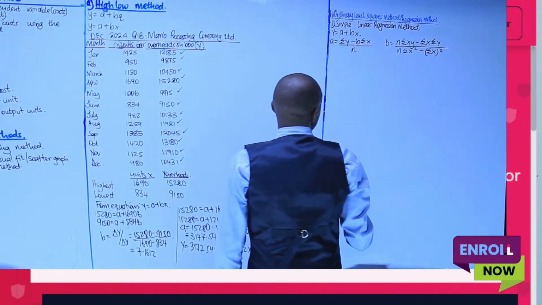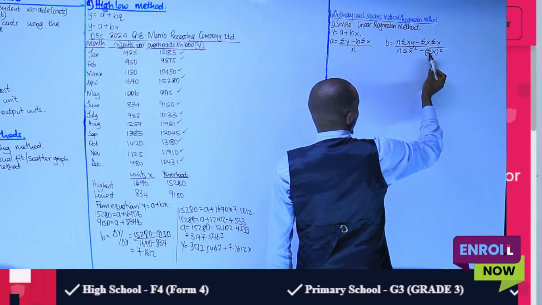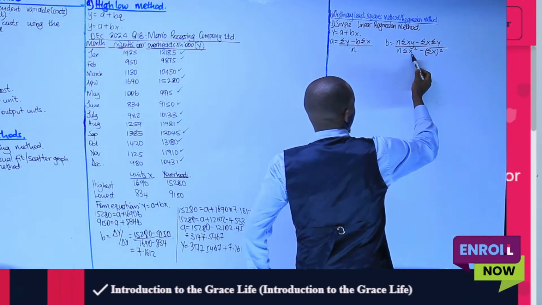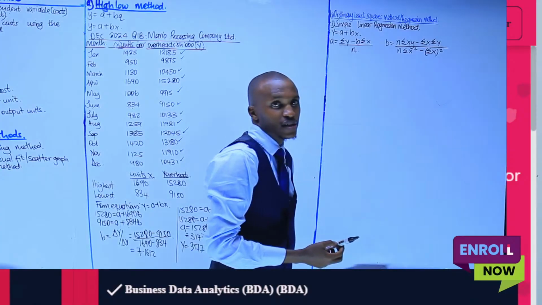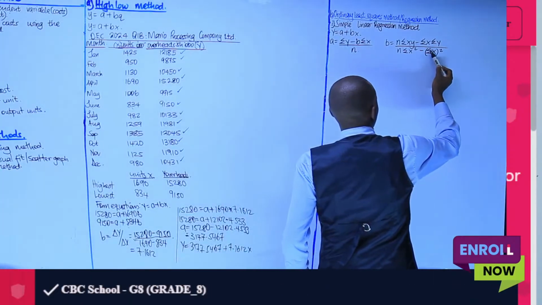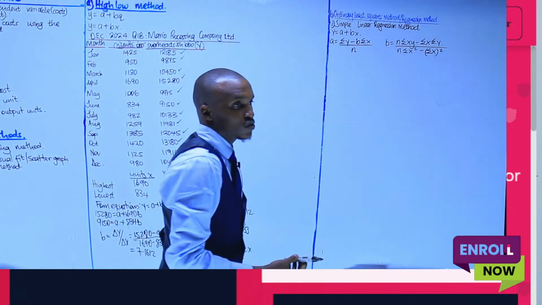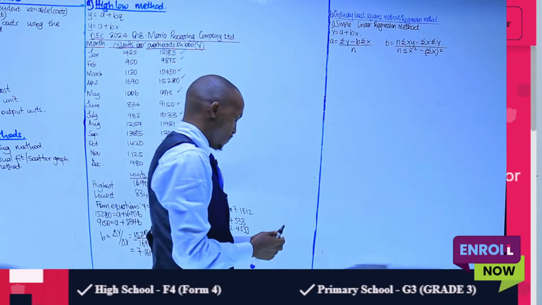Now, the difference between these two is that here you first get the total of x, then you square. There, you first square each individual x, then you get the total.